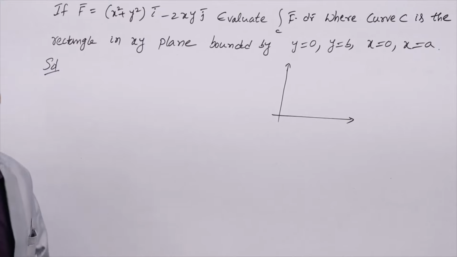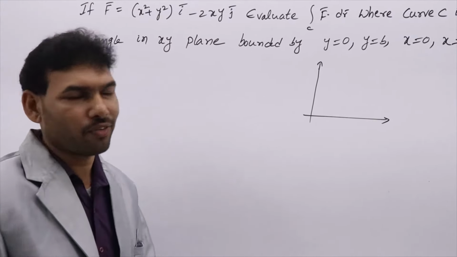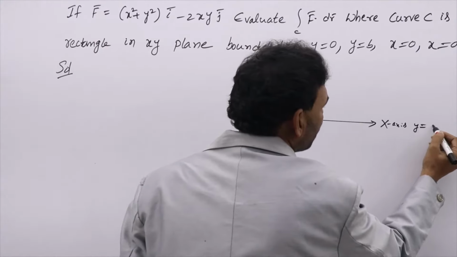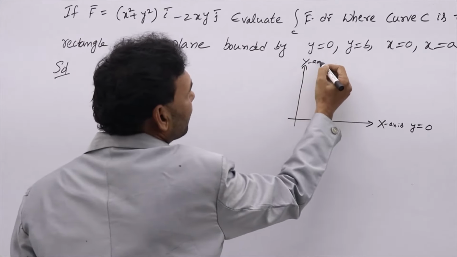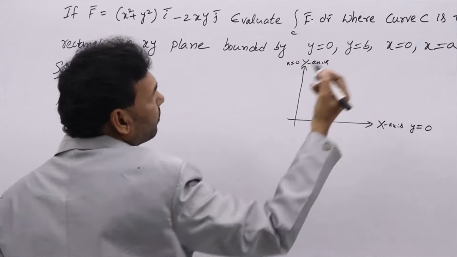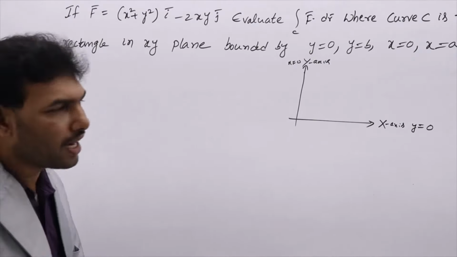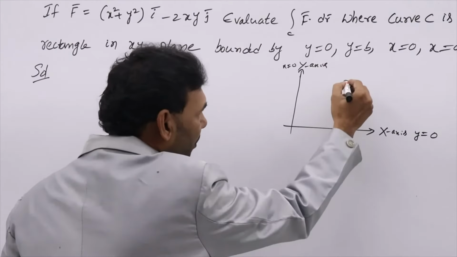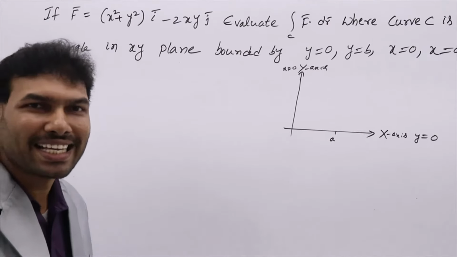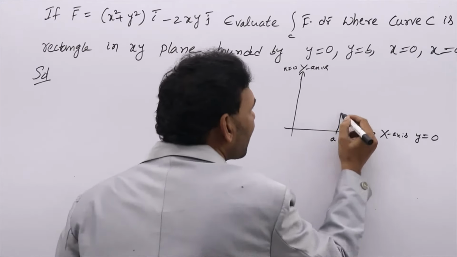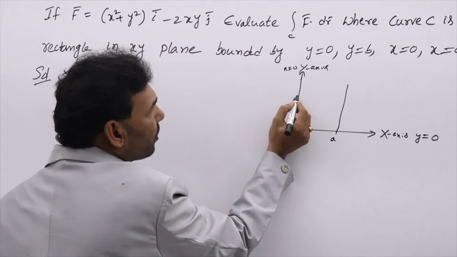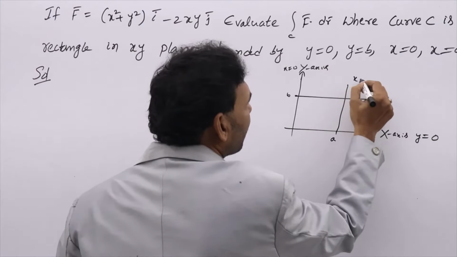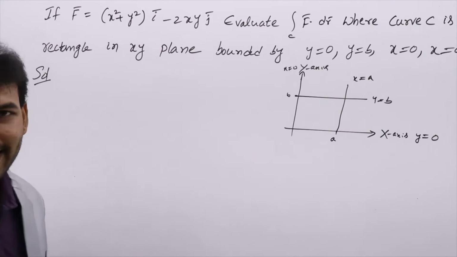So x equal to 0 and y equal to 0 represent the x and y axes themselves. We call the x axis the y equal to 0 line, and the y axis the x equal to 0 line. Coming to the x equal to a line, on the x axis, for example, a is here. If you draw a line here, we will call it the x equal to a line. For example, if you assume b is here, this is the y equal to b line, and with the x equal to a line, we will get a rectangle.